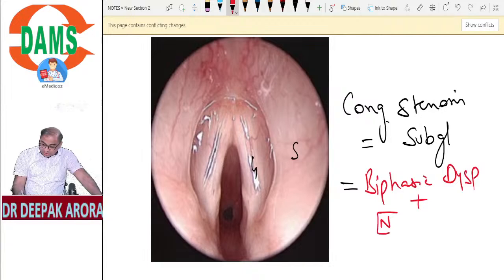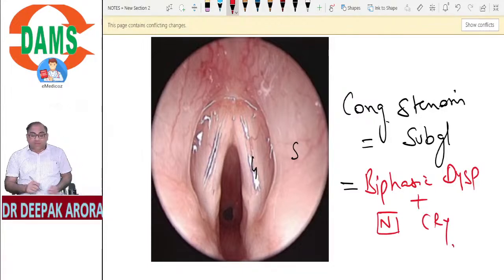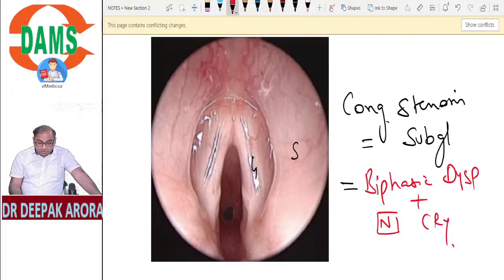But cry will be normal. Every student, what we have learned, cry is a hallmark feature. Abnormal cry, change in voice is a feature of the glottic area. We are working in the subglottic area. It will be your normal cry.